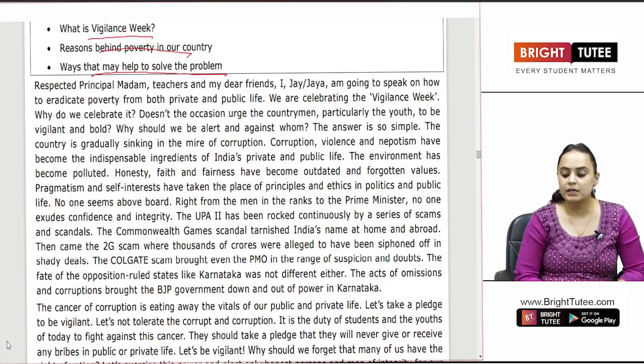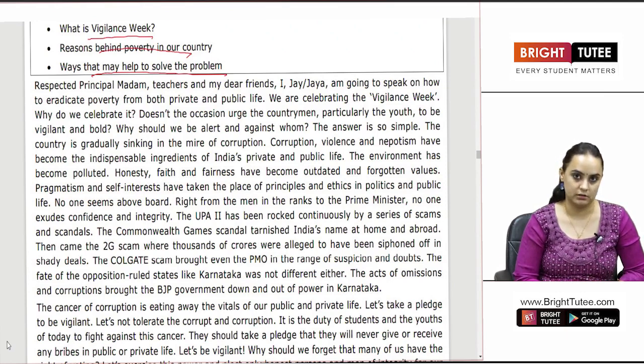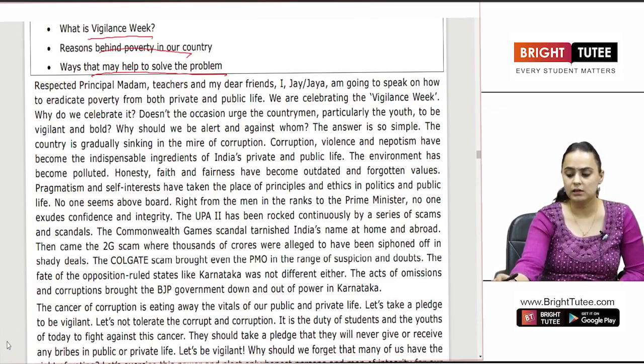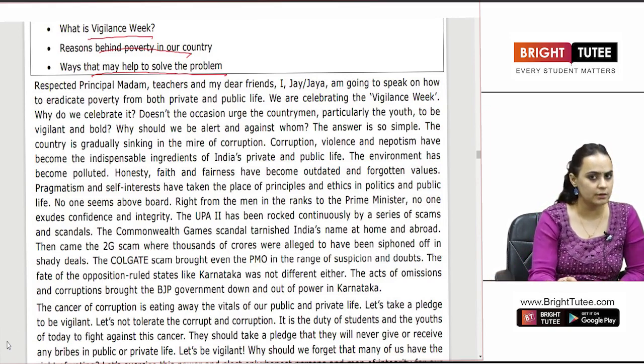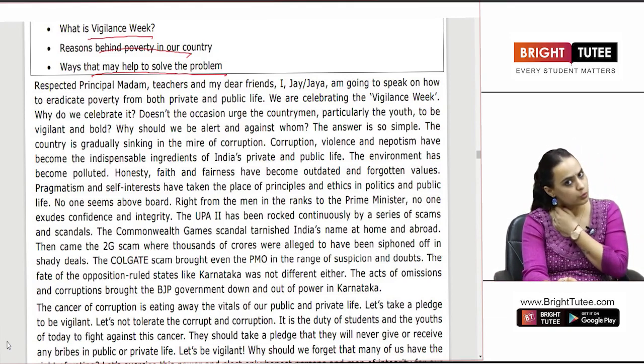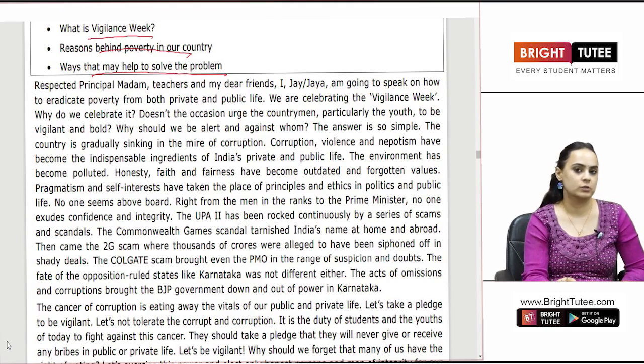We are celebrating the Vigilance Week. Why do we celebrate it? Does not the occasion urge the countrymen, particularly the youth, to be vigilant and bold? Why should we be alert and against whom? The answer is so simple.